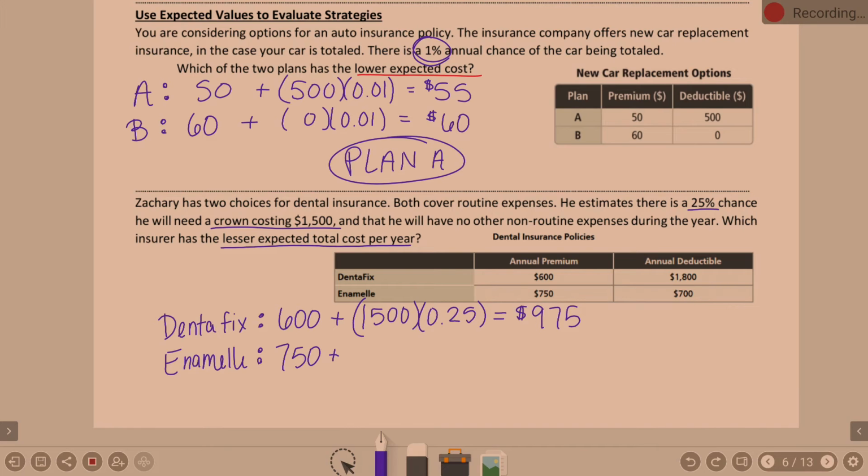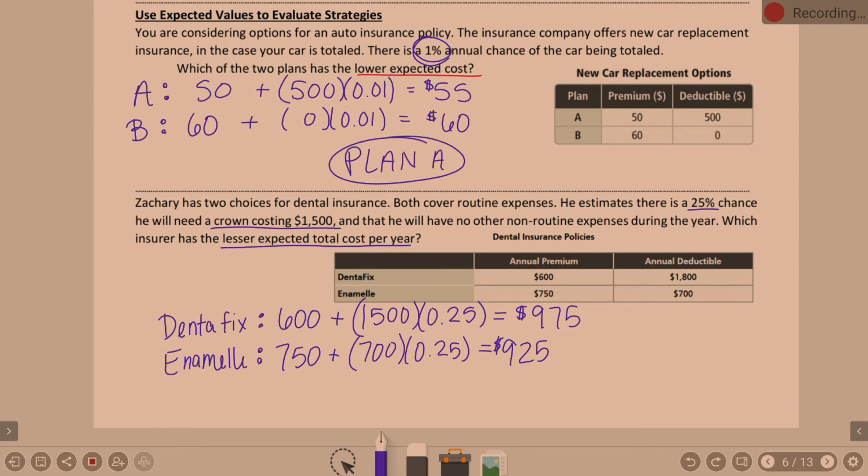Okay? Because, so, the crown costs $1,500. He has to pay the first $700. And after he pays the first $700, the insurance company will take over and pay the next $800. So for our purposes, though, there's only a 25% chance he's going to need this crown replaced. So we're saying 25% of what? Of the $700. We're using the whole deductible this time because he would need the whole deductible. So it's a $750 plus the $700, the 25% of the $700, and this gives me $925.